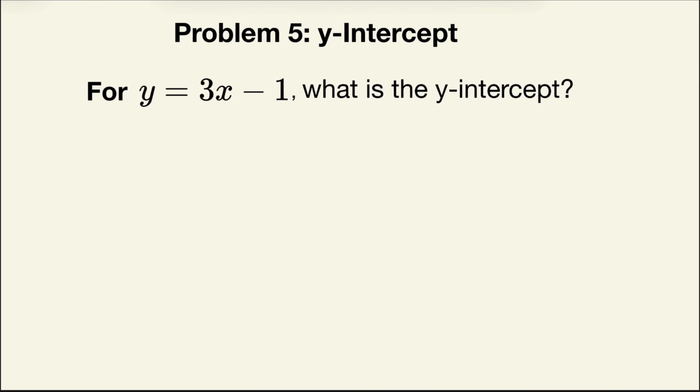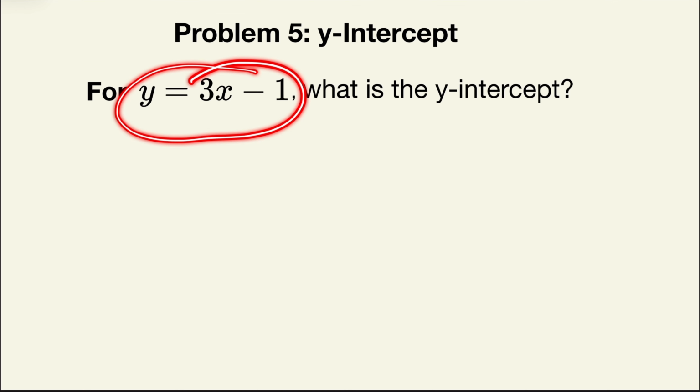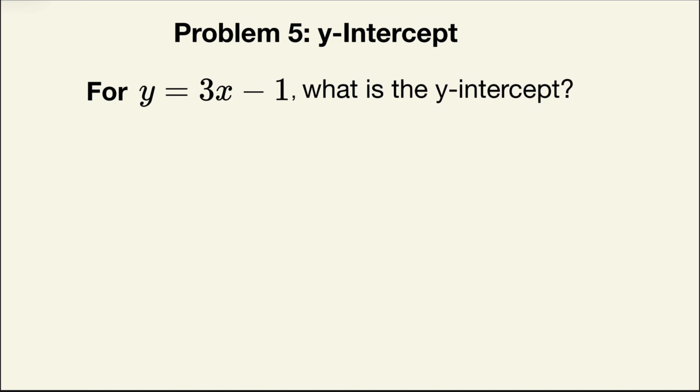Here is problem number 5, where we have to find what the y-intercept is for y equals 3x minus 1. And the y-intercept is the constant term in y equals mx plus b form. So if you recognize this equation as y equals mx plus b form, then you know that the constant term is -1. So here b is equal to -1.